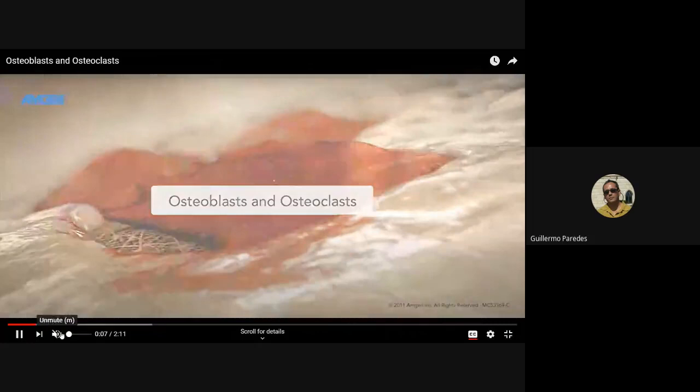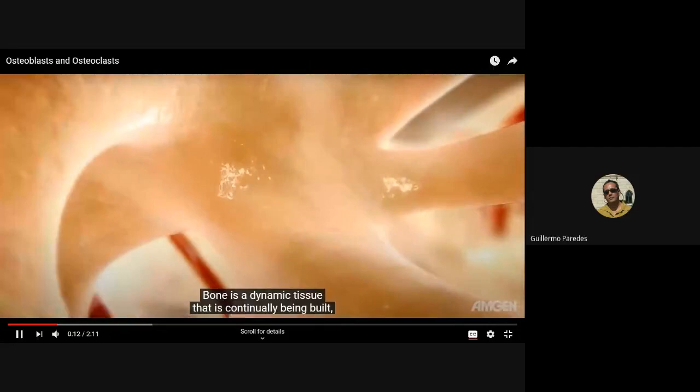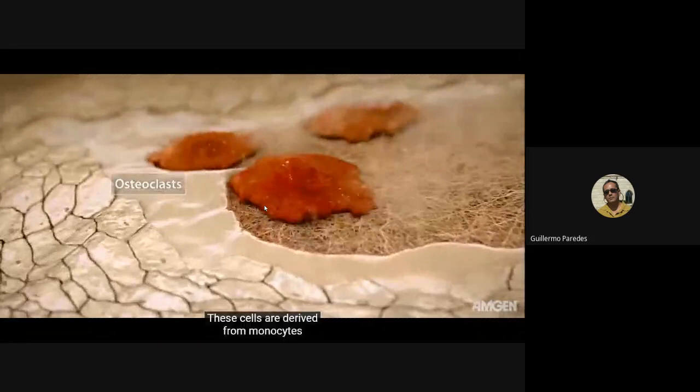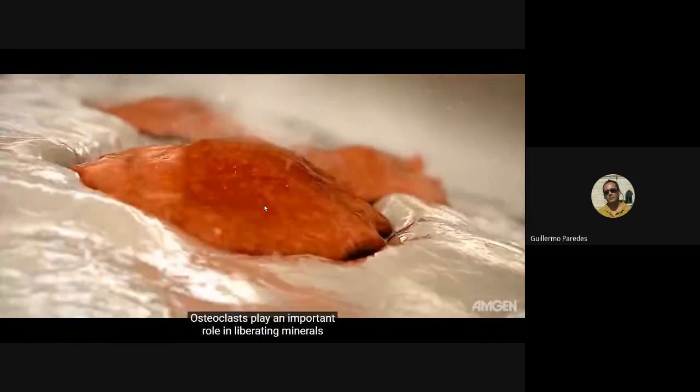This is the osteoblast, and the story of the osteoblast and osteoclast. We are getting into the bone, and you will see these vessels that are the vessels of the Haversian system in the osteon. And here we have, first of all, our friend, the osteoclast. This osteoclast is traveling over the bone, basically releasing the calcium. Can you see the dust floating around them?